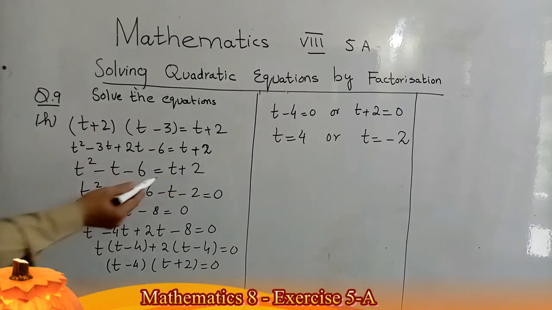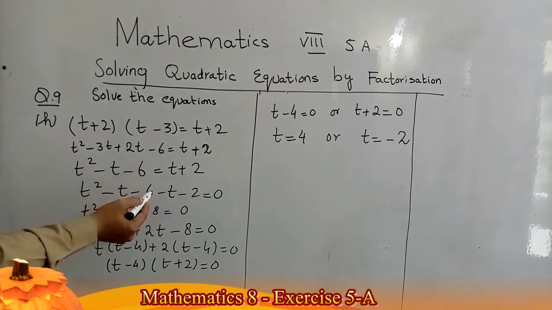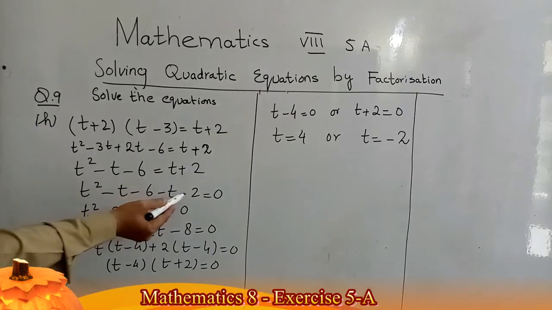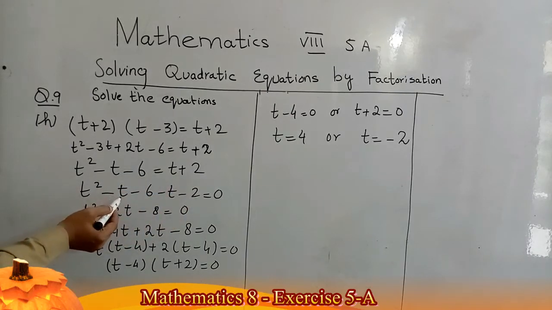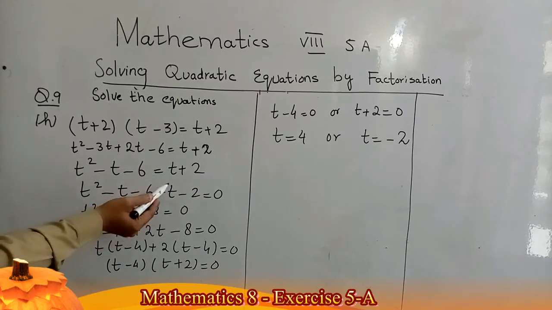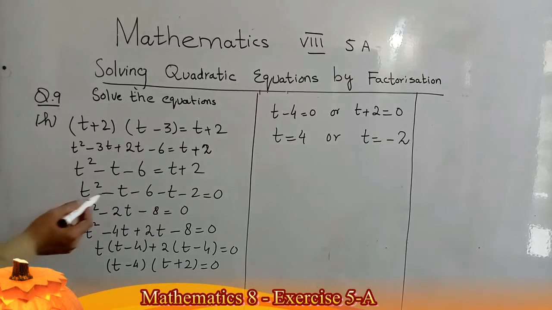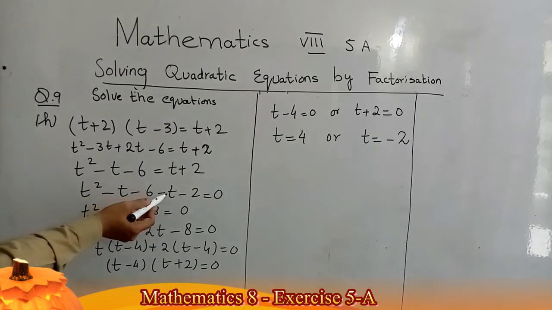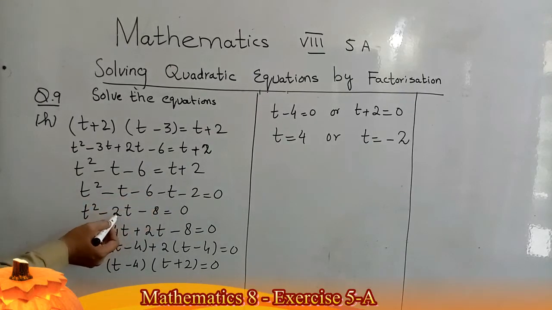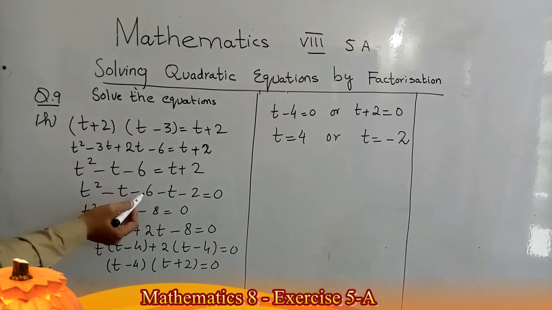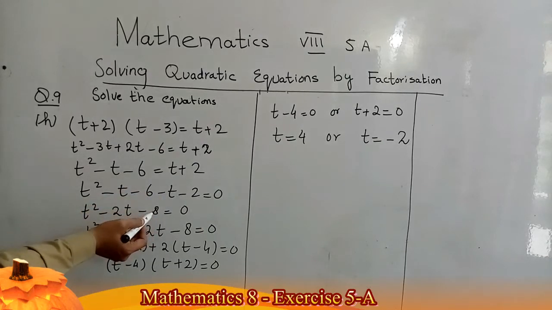Now t and minus 2 will be negative on the left side of the equation. So t square minus t minus 6 minus t minus 2 is equal to 0. First of all I will simplify the like terms: minus t minus t is minus 2t, and minus 6 minus 2 is minus 8. So this is the standard form of a quadratic equation.